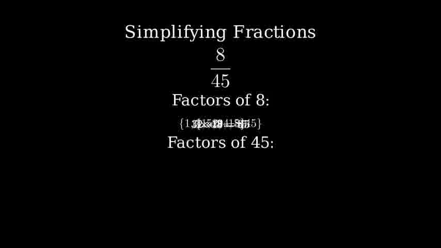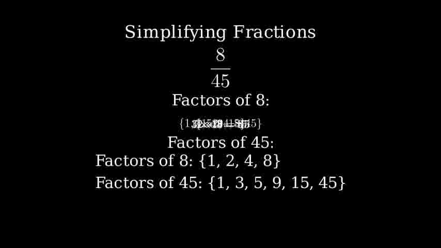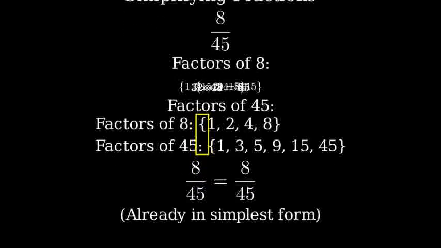To find the greatest common factor, let's compare these two sets of numbers, looking at the factors of 8: 1, 2, 4, and 8, and the factors of 45: 1, 3, 5, 9, 15, and 45. We can see that 1 is the only number that appears in both lists. Since the greatest common factor is 1, this means 8 over 45 is already in its simplest form and cannot be reduced any further. Let's review what we learned.